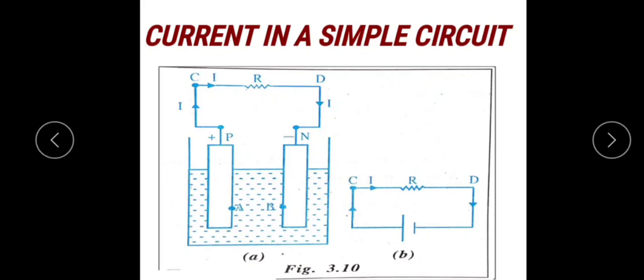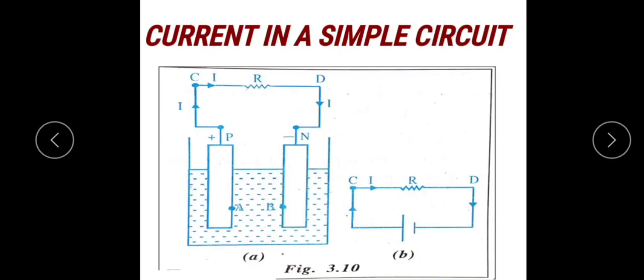See students, here a simple circuit diagram is given. Here one is a positive electrode, which is taken as P, and another one is a negative electrode, which is N, dipped in the electrolytic solution. Here A and B represent potential points, which are connected to C, then C is connected to D through the resistance R, which is again connected to N. This is one closed circuit.